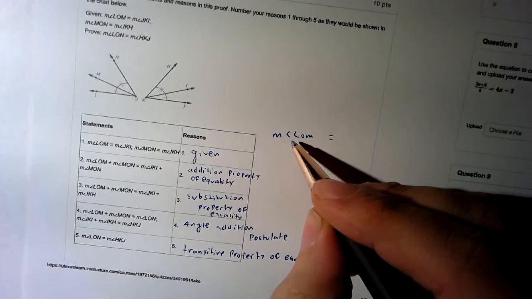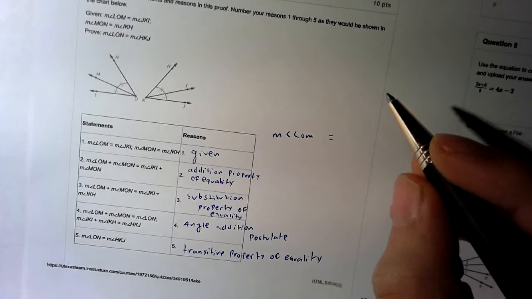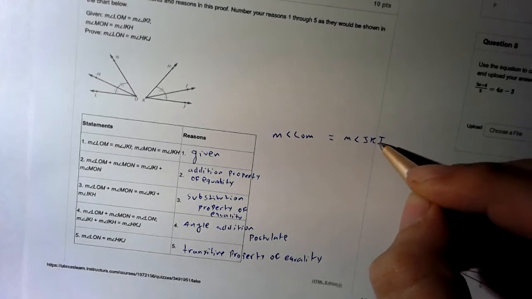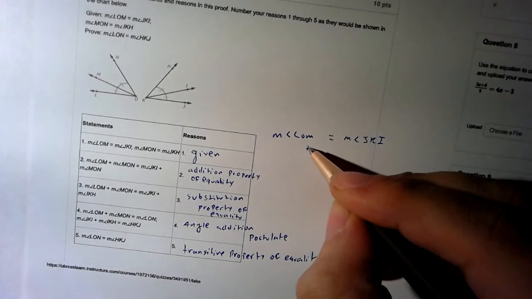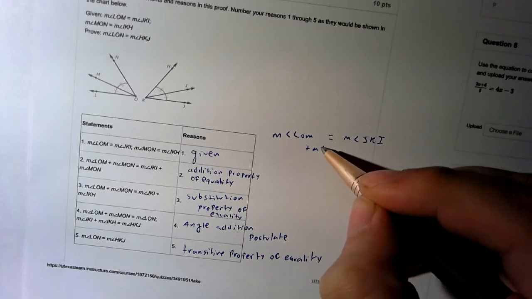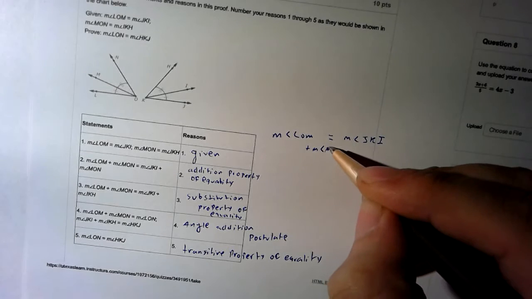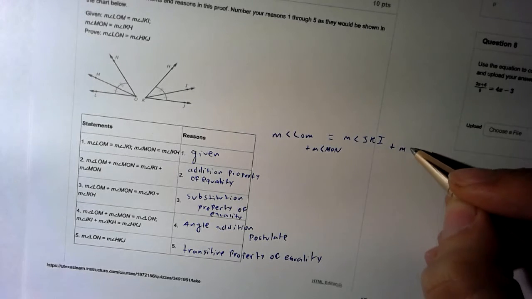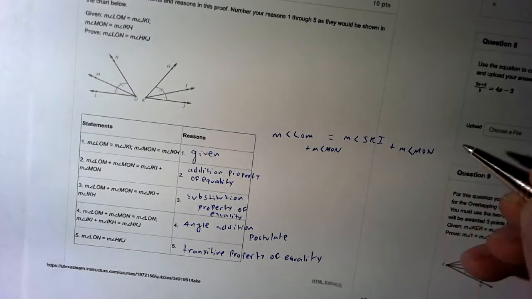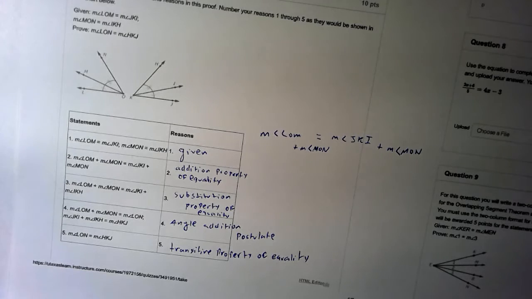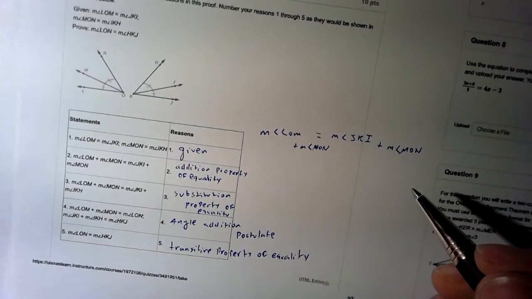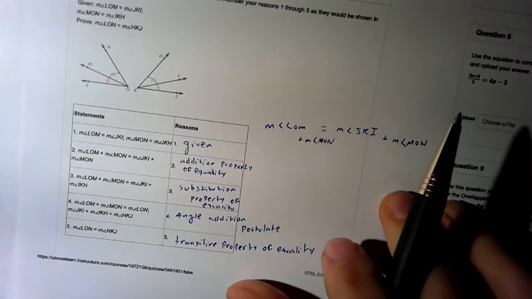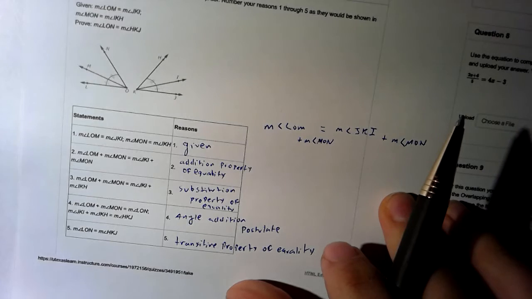Measure of angle LOM equals measure of angle JKI. So it's like you're starting here, and then you're adding the same thing to both sides of the equation, like in algebra, right? So what are they adding? The measure of angle MON. Notice it appears on both sides of the equation. So they're just adding it to both sides, that's all. That's why this one is the addition property of equality and not the angle addition postulate.